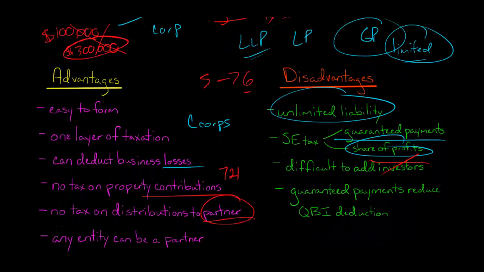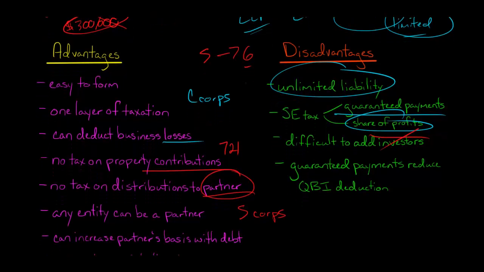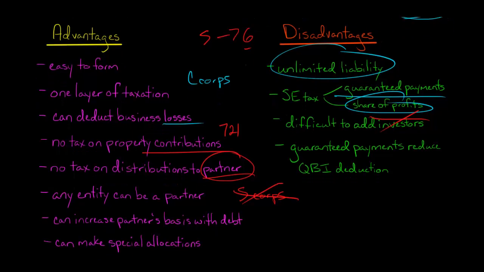Now, any entity can be a partner. This is an advantage over S corps. With an S corp, remember, you can only have 100 shareholders, and a shareholder can't be a C corp, for example. Well, with a partnership, a partner is not just a person. A C corporation could be a partner. Pretty much any entity can be a partner. So it's very flexible as to who can be part of a partnership, whereas with an S corp, there are all kinds of restrictions.